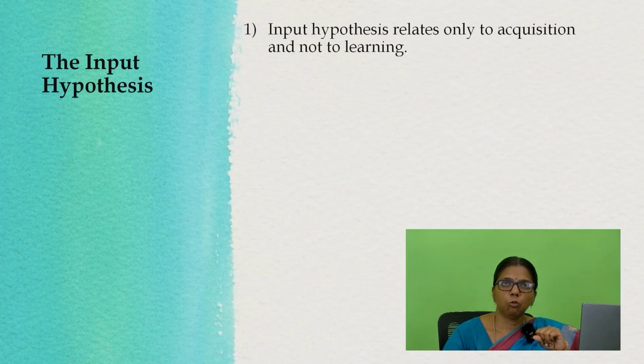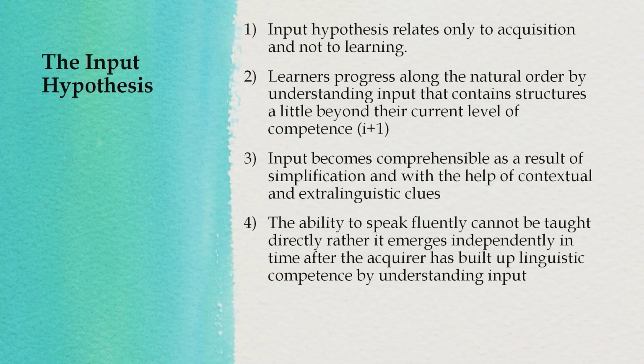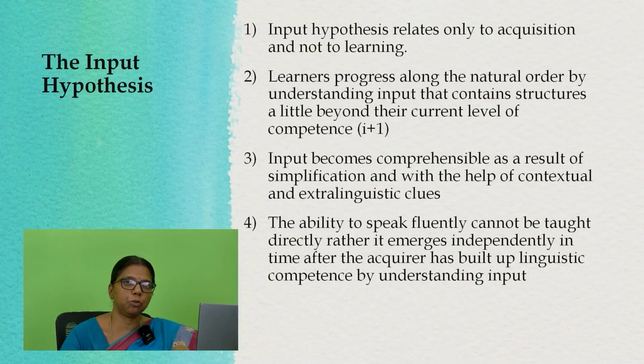We are coming to the 4th hypothesis, and that's a very significant hypothesis, because this entire set of 5 hypotheses is sometimes called the input hypothesis. Sometimes they refer to Krashen's hypotheses as the monitor model, sometimes simply as the input hypothesis. Here, whatever he says in the input hypothesis is related only to acquisition and not to learning. And the most significant aspect he's talking about here is I plus 1.